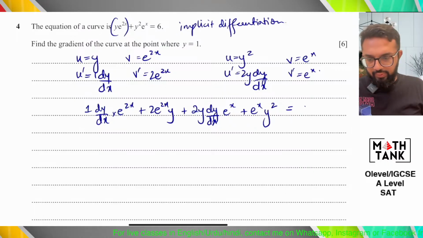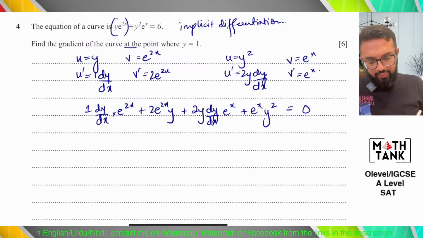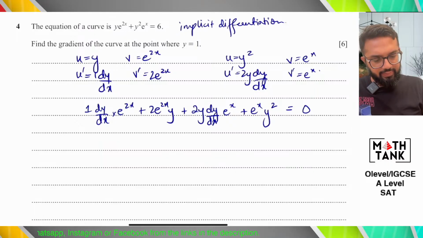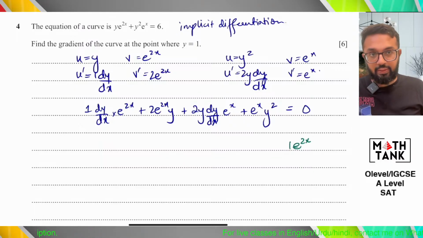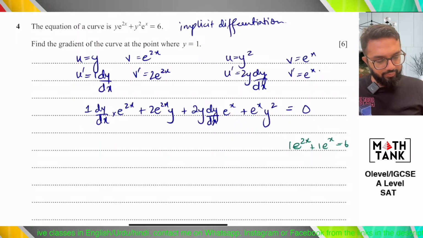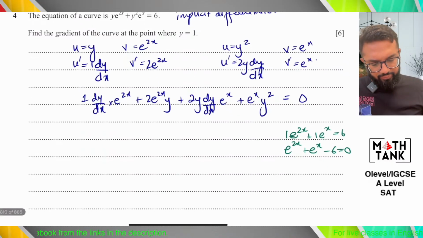And when you differentiate 6 you get 0. Find the gradient of the curve at the point where y equals to 1. So y is 1. What is x? I will also need x, I think. Yeah. So 1 e power 2x plus 1 e power x equals 6 e power 2x plus e power x minus 6 equals to 0.